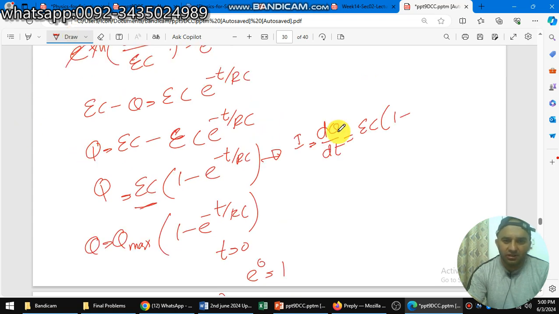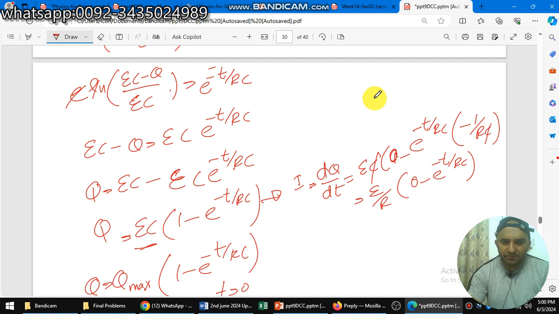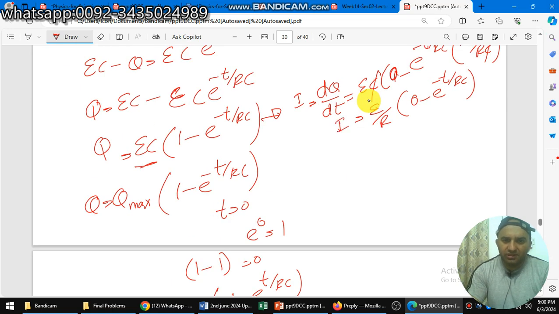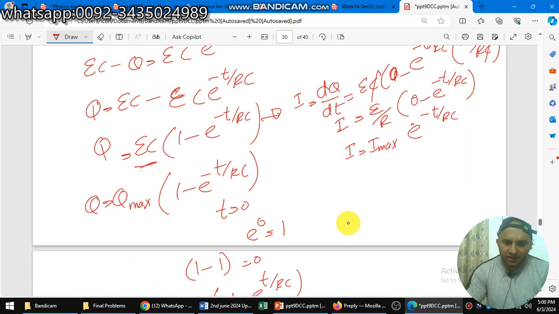We know that the derivative of 1 is 0, so we have the exponential term derivative, which is −1 over RC times E power −T over RC. So this C will be cancelled, and we have E over R, so 0 minus (−E power −T over RC). Now E over R is I maximum, so I is equal to I maximum into E power −T over RC. This negative will cancel with the other negative, so we are left with the plus. So the current has the same form.